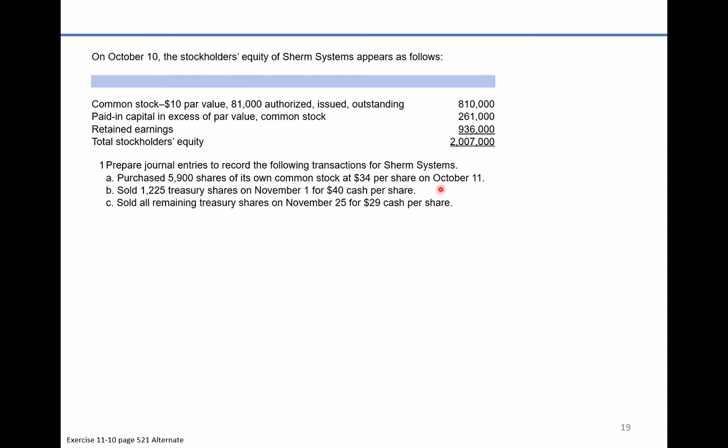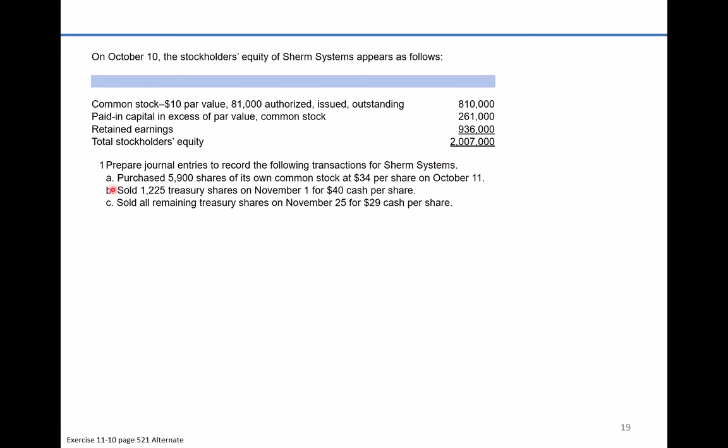What's going to be the offset to that? We're going to debit an account called Treasury stock. And as the LearnSmart module has instructed you, Treasury stock is a contra equity account. It lowers our overall equity balance. So when we look at our total stockholders' equity of $2,007,000, is that going to go up or go down as a result of buying back these shares of treasury stock? Well, it's going to go down. It's going to go down by the value of the treasury stock purchase.